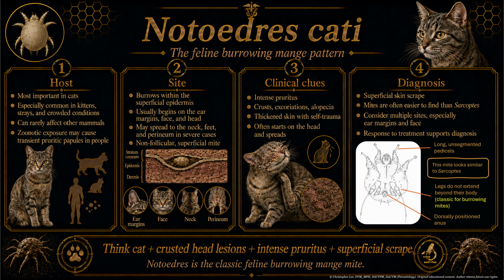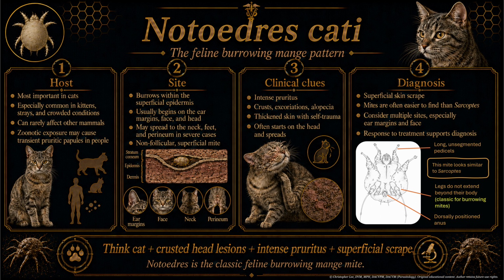The diagnostic pattern is cat plus crusted head lesions plus intense pruritus plus superficial skin scraping. Notoedres mites are often more numerous and may be easier to recover than Sarcoptes, but sampling an active crusted margin still improves your chances. Microscopically, compare the anus position. Sarcoptes has a terminal or posterior anus, while Notoedres has a dorsal anus.